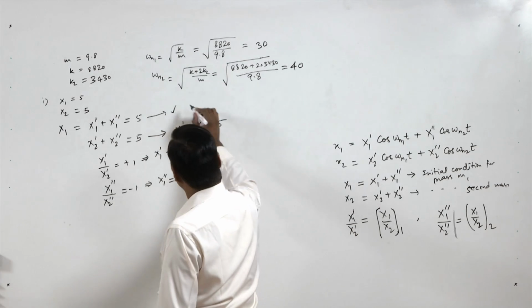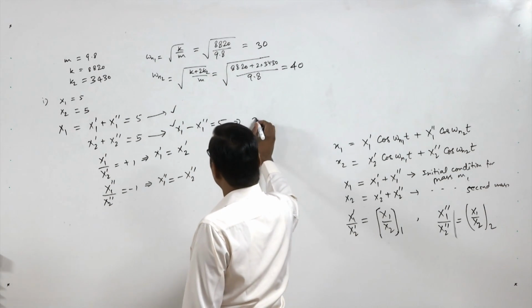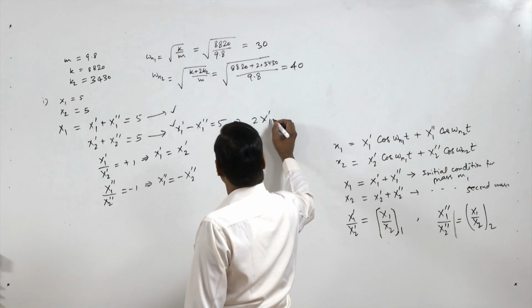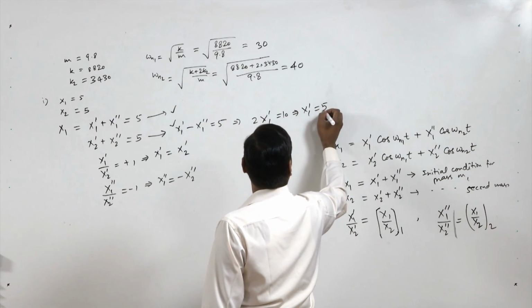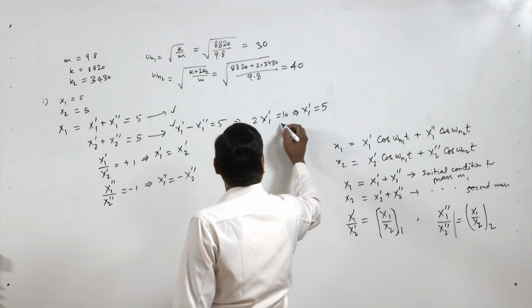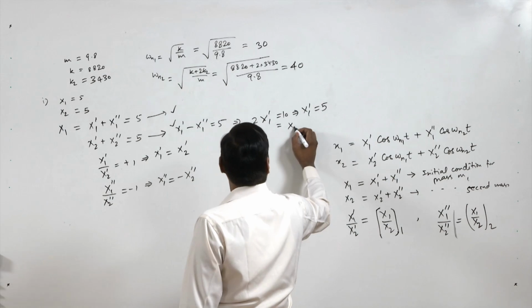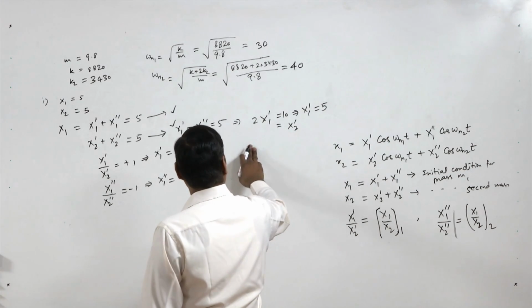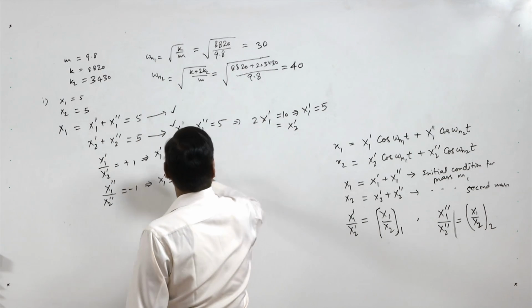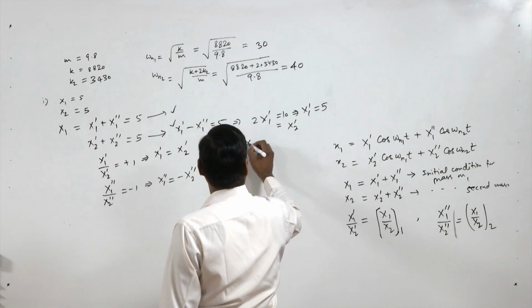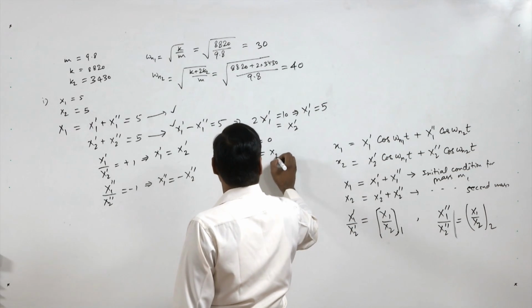So we solve these two equations, we add and this will be cancelled out. So this means 2 x1 dash equal to 10, this implies that x1 dash equal to 5 and that is equal to x2 dash. Now we put the value of x1 dash here and we get x1 double dash equal to 0 and this is equal to x2 double dash.